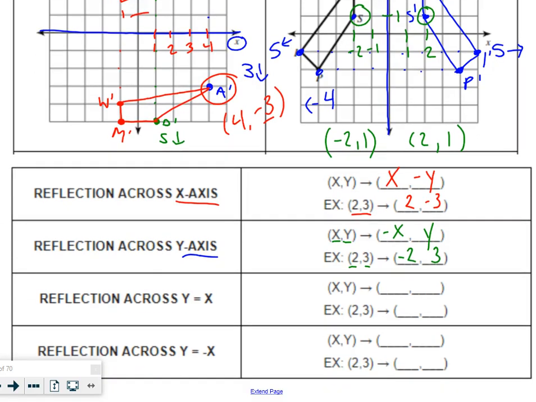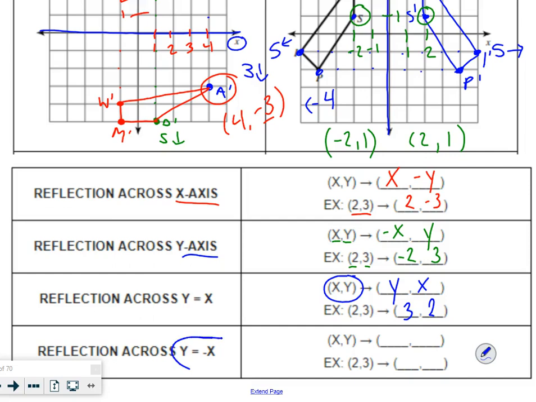Now, before we move on to the next examples, we do need to talk about rules, because reflection across the line y equals x. If you see the line that's drawn on your paper, it's that diagonal line. Reflection across y equals x is going to flip your x and y values. So x, y would just become y, x. It would flip those two numbers. So 2, 3 would become the point 3, 2. You would just flip those around. That's how you reflect across y equals x.